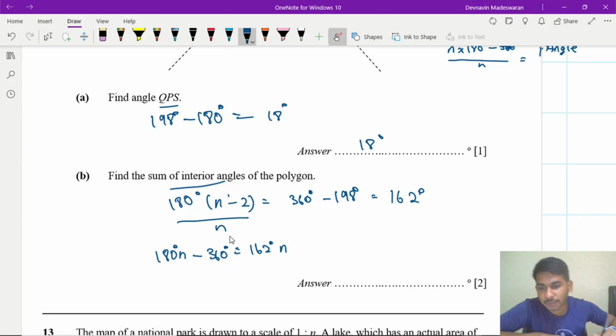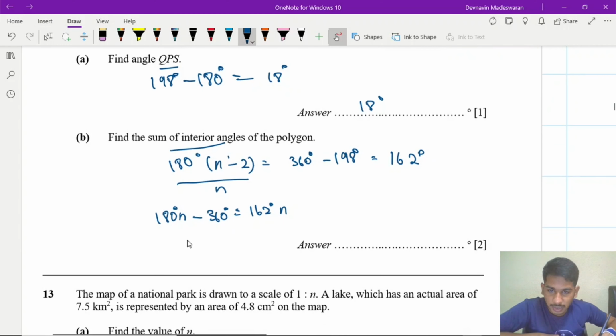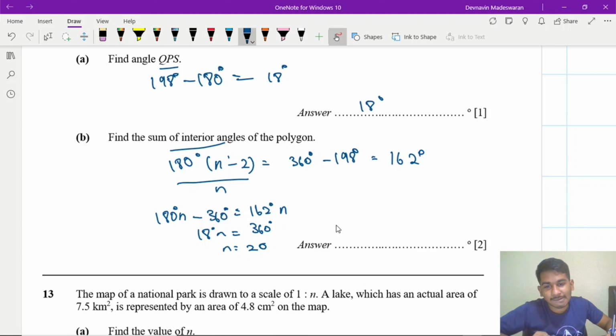So we can move all the n's to one side. Now we can solve for n. That's cool. So it's 180 minus 162, which is 18 degrees, and this is 360 degrees. We moved it there. So n is equal to 360 divided by 18, so it's going to be 20. There are 20 sides. Cool. Oh, I found n. Once we know n, we can find the sum of interior angles, which is going to be 162 times 20.